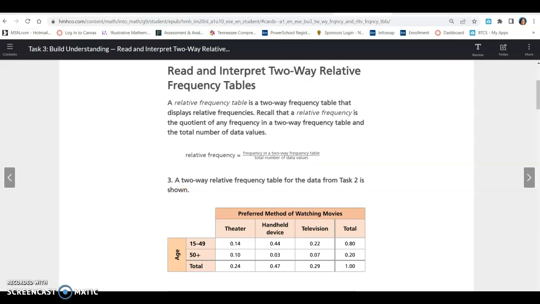Lesson 21.1, task 3. Read and interpret two-way relative frequency tables. A relative frequency table is a two-way frequency table that displays relative frequencies. Recall that a relative frequency is the quotient of any frequency in a two-way frequency table and the total number of data values. So relative frequency equals frequency in a two-way frequency table divided by total number of data values.